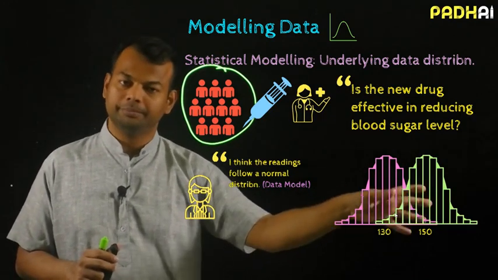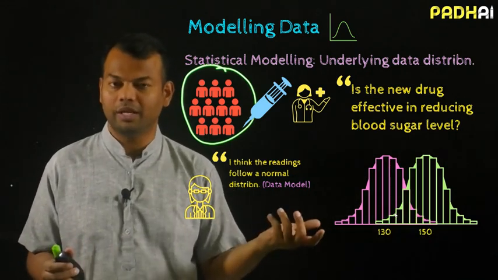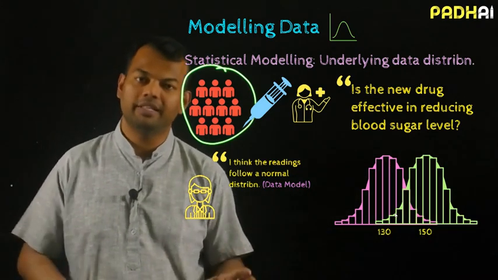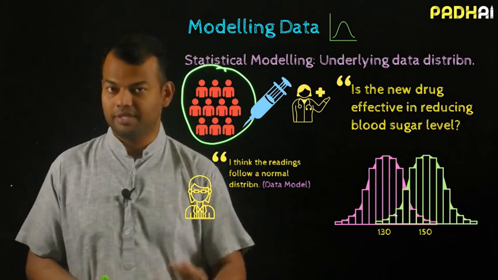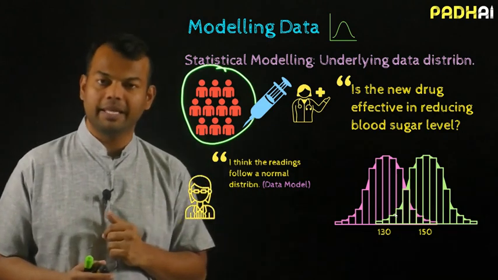Okay, it looks like that before the treatment, the mean was 150, and after the treatment, the mean is 130. Hence, the drug is effective. Right? That's one way of concluding things, but this is a wrong way. This is not a statistically robust way of concluding things, and let me explain why.